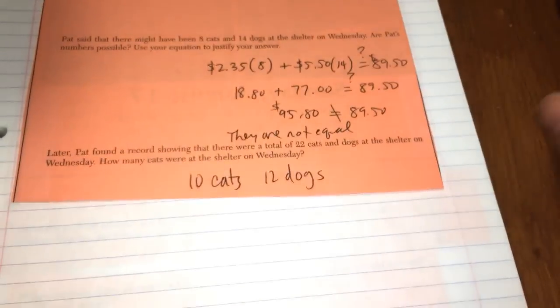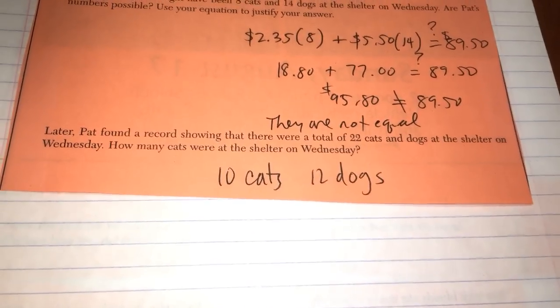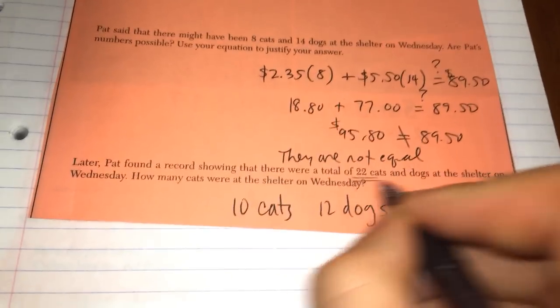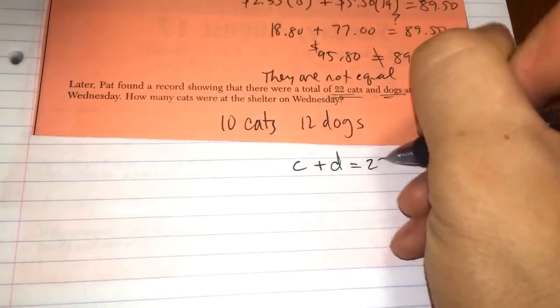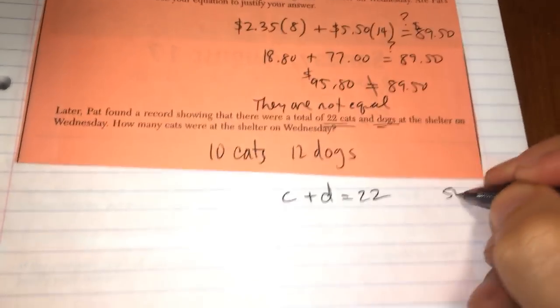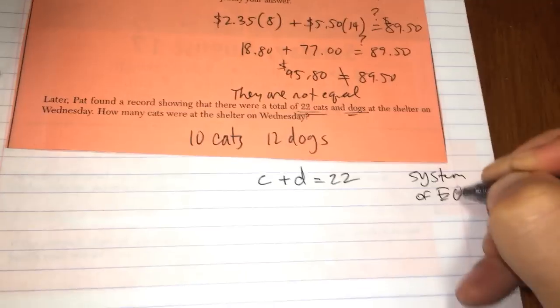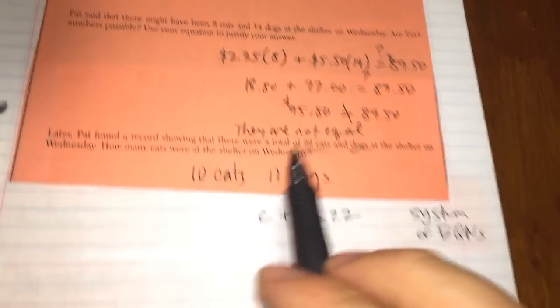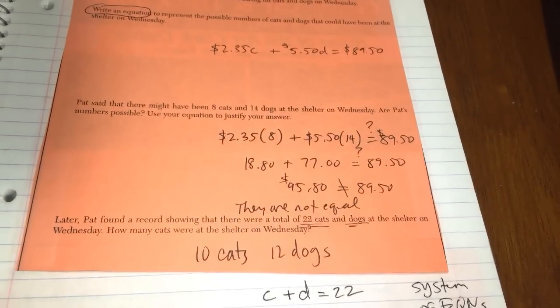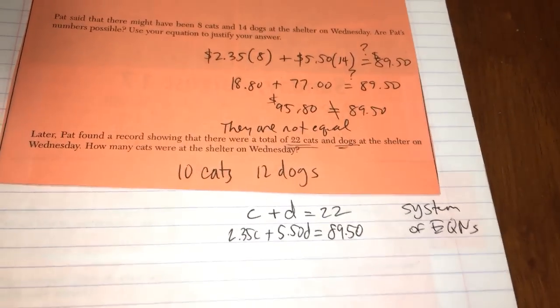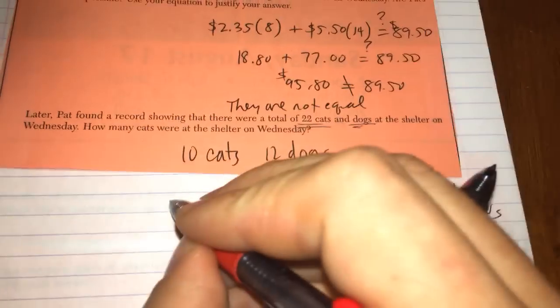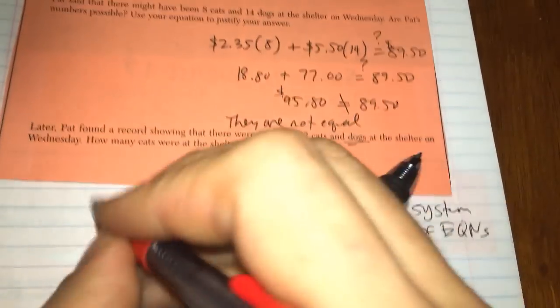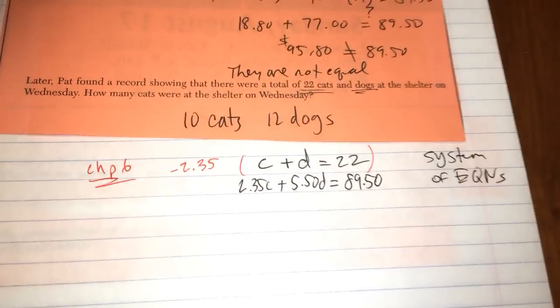For the last question, it says Pat found a record showing that there were 22 cats and dogs at the shelter. Now, the answer was 10 cats and 12 dogs. How did we get that? Well, it's saying that there was a total of 22 cats and dogs. So I say that the number of cats plus the number of dogs was 22. This is a system of equations problem. So I'm going to put this together with my original equation. Having those two equations, I have a system of equations, and I am going to multiply the top equation by negative 2.35. Check Chapter 6 for review on this topic.